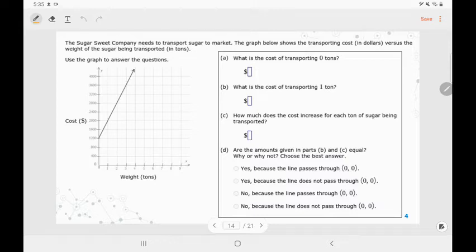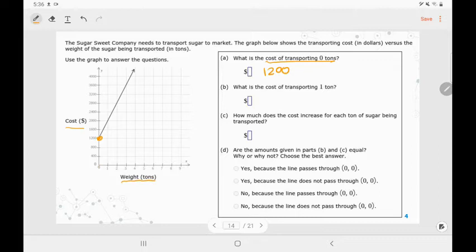Now we have the Sugar Sweet Company transporting sugar to market. And the graph is showing for a specific weight in tons what the cost of that transport would be. So what is the cost of transporting 0 tons? Well, here's 0. Now I don't have a point at 0, 0. I have a point up here at 0, 1200. So $1,200 to transport 0 tons of sugar. They're going to charge me that no matter what.